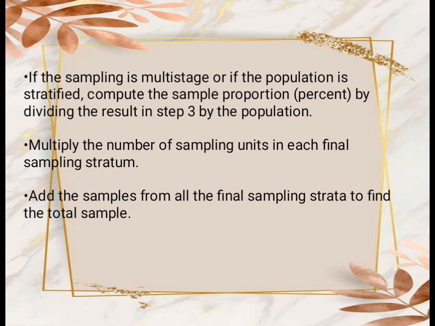If the sampling is multi-stage or if the population is stratified, compute the sample proportion or the percent by dividing the result in step 3 by the population. Multiply the number of sampling units in each final sampling stratum. Add the samples from all the final sampling strata to find the total sample.